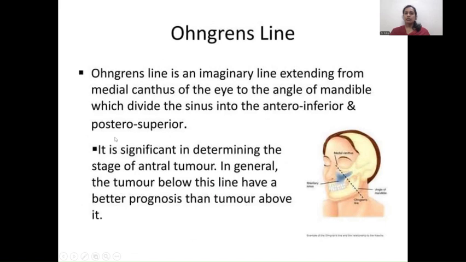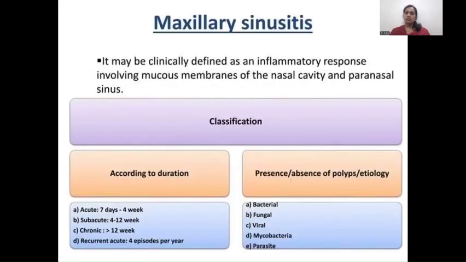Then Ongren's line. Ongren's line is another line that extends from the medial canthus of the eye to the angle of the mandible. This line is very important because it is an imaginary line. It is significant because it determines the stage of the antral tumor. In general, if the tumor is below the line, it has a better prognosis, and if the tumor is above it, it will have a poor prognosis.